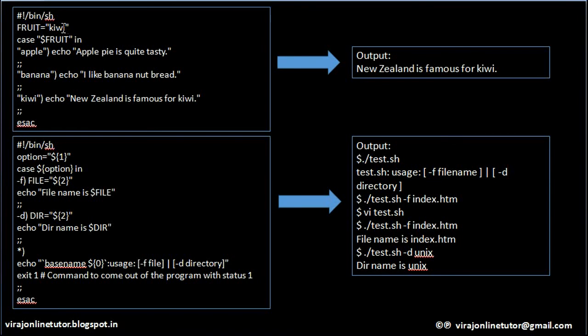So in this example, kiwi is saved into fruit. So it checks whether the content of fruit is equal to apple. Is kiwi equal to apple? No. Then it will check whether kiwi is equal to banana. No. Then it checks whether kiwi is equal to kiwi. Yes. So it will execute this statement and come out of the block. Clear? One more example on case statements.